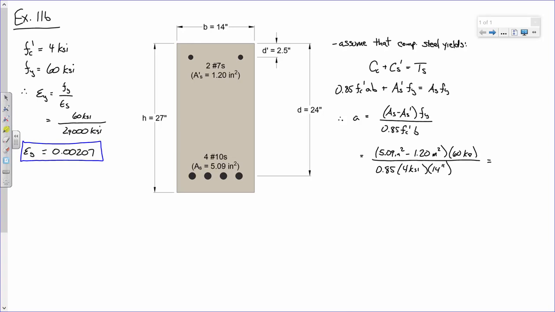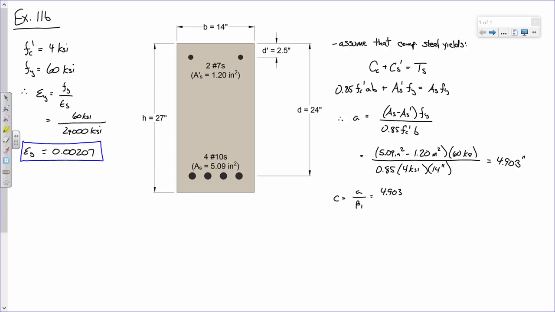Say it again. 4.903 inches. This is a, right? And so c is a over beta 1. And we need c because we have to determine the strain in that upper layer of steel. And so that's 4.903 divided by what?